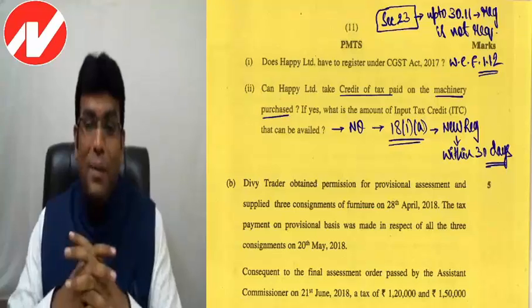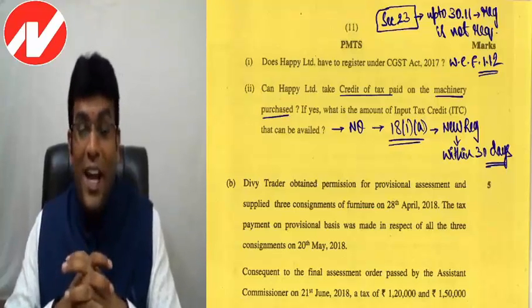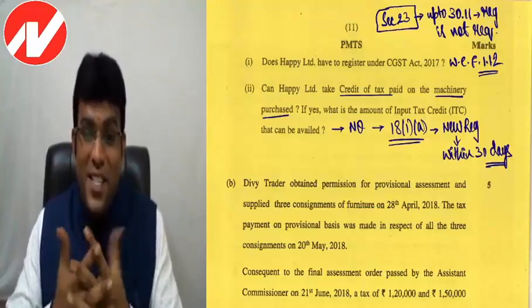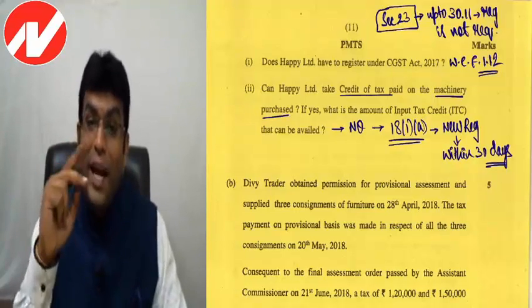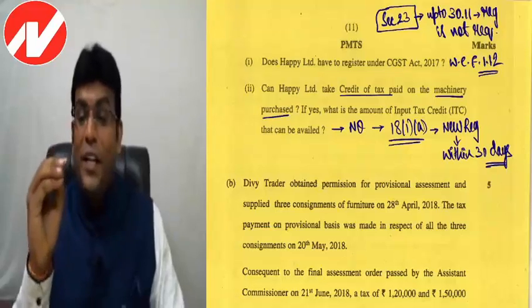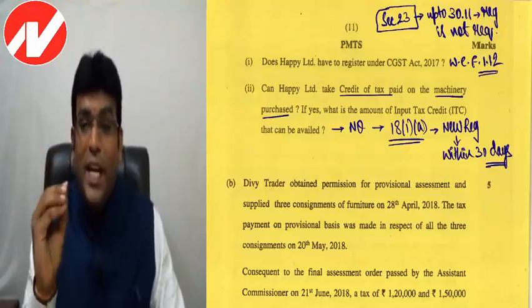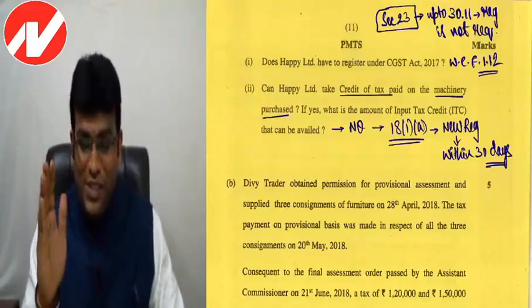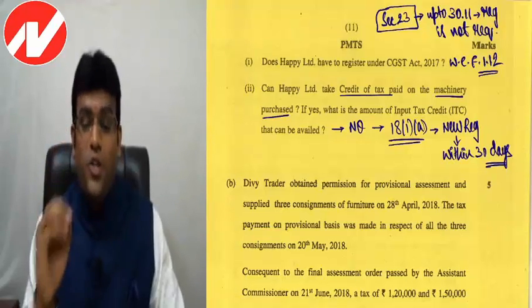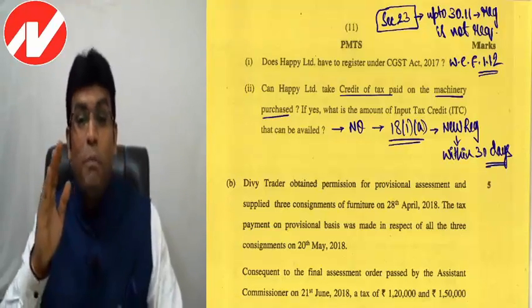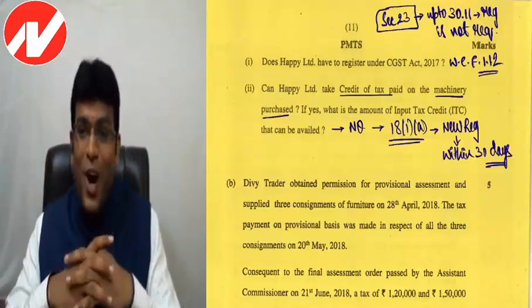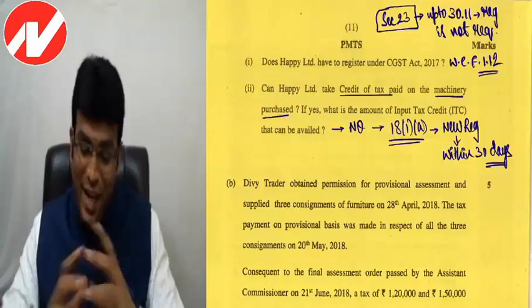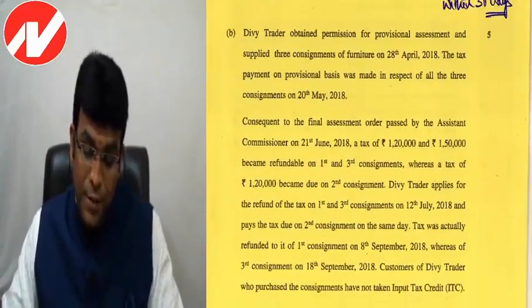But in our example, our Happy is not a registered person, he is an unregistered person. So for him, 18(1)(d) will not apply, 18(1)(a) will apply. And as per section 18(1)(a), you cannot take credit on capital goods. You can take credit only on the stock of inputs. That too, inputs contained in stock, inputs contained in semi-finished or finished goods in stock. That's it. Done.